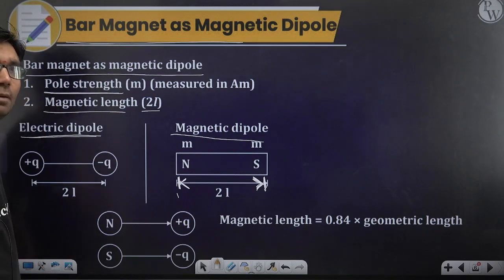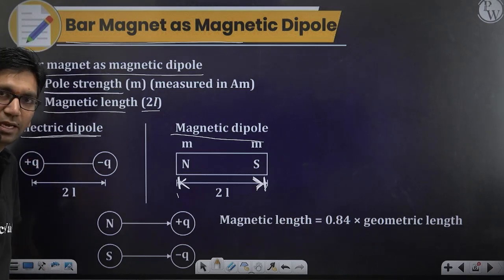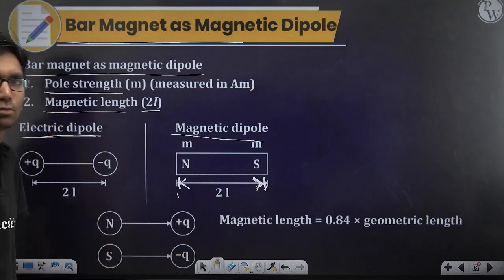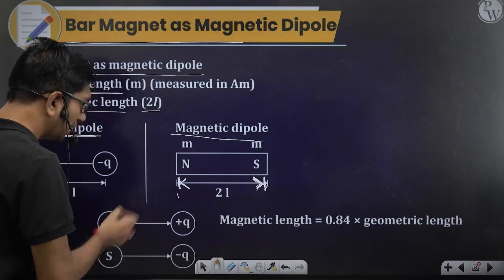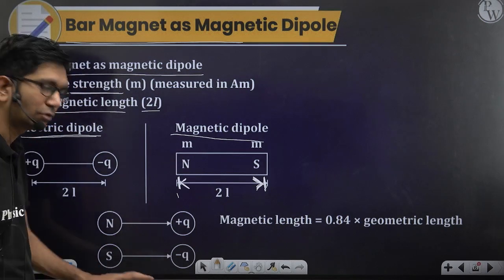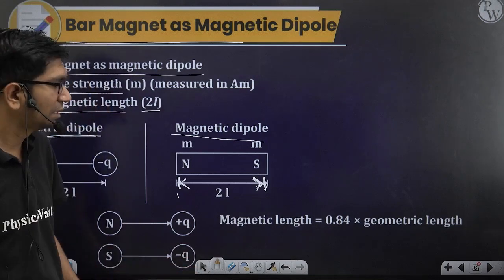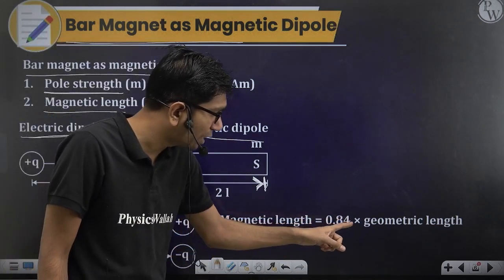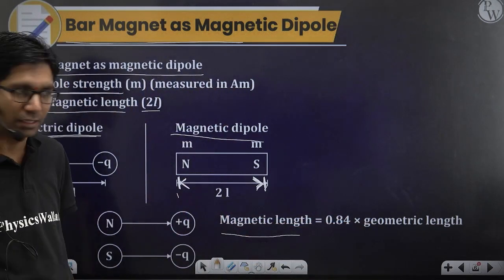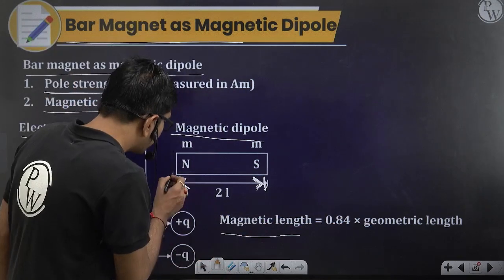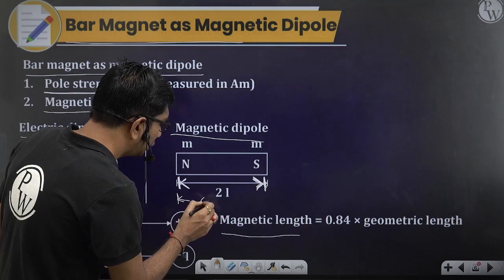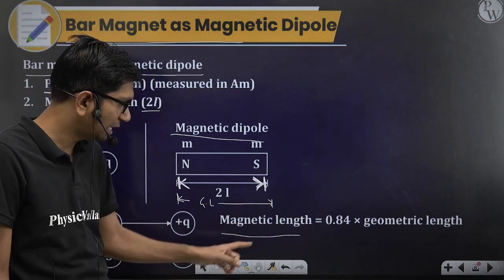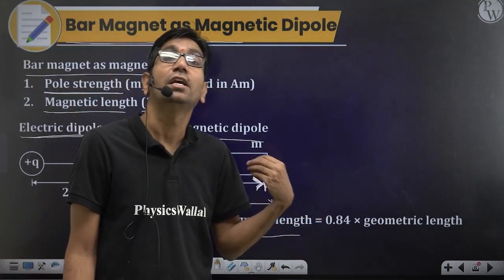See here, beta, how we are comparing: the positively charged one we consider as the north pole, and the negatively charged one we consider as the south pole. Is it clear? So I am considering the north pole as positively charged and the south pole as negatively charged. Remember this one. Now what is the magnetic length? Magnetic length is nothing but 0.84 times the geometric length. Geometric length is measured from edge to edge of the bar magnet. So the magnetic length will always be 0.84 times its geometric length, beta.